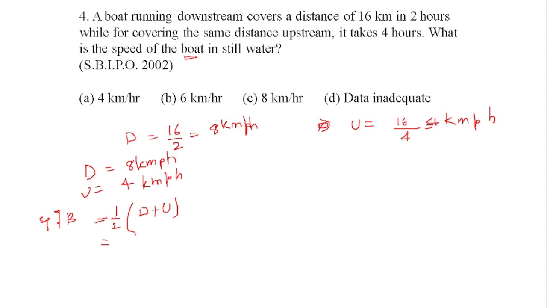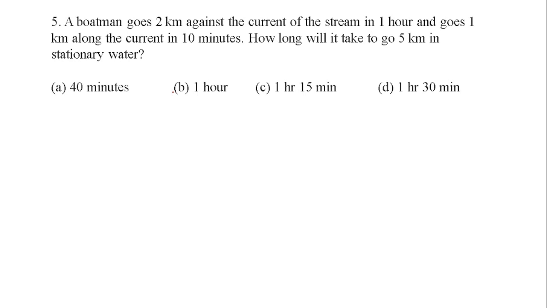So half of 8 plus 4, that is 12, divided by 2. Sorry, 12 divided by 2, that is 6 kilometer per hour. Take again, 8 plus 4 is 12, and we are doing the half, 12 divided by 2 is 6 kilometer per hour. From the given options, your answer is B. Okay, we'll move towards the next question.